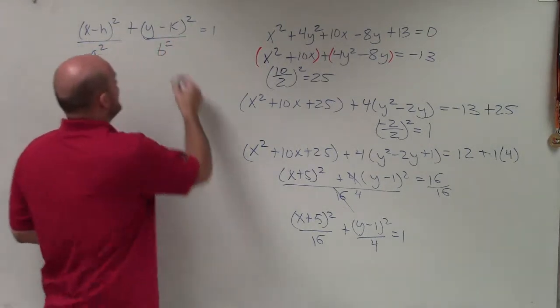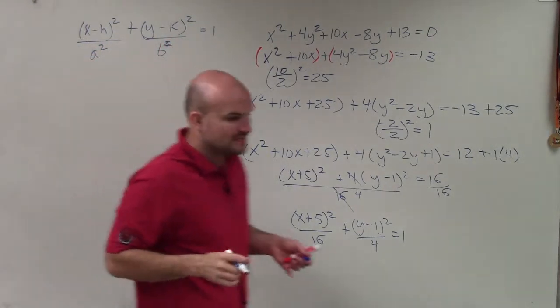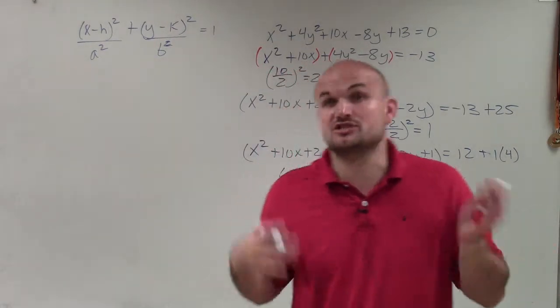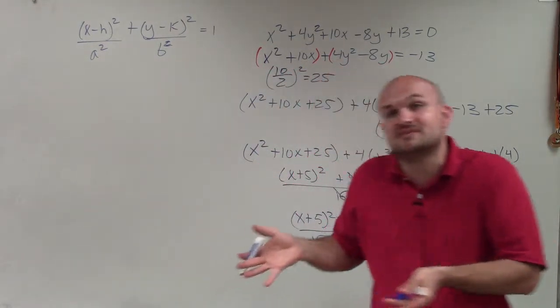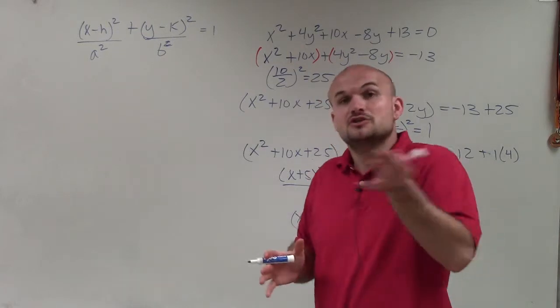Now remember, a represents the distance from the center to the vertices, which is always going to be larger than what b represents, which is the distance from the center to the co-vertices.